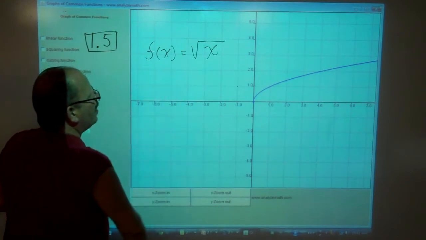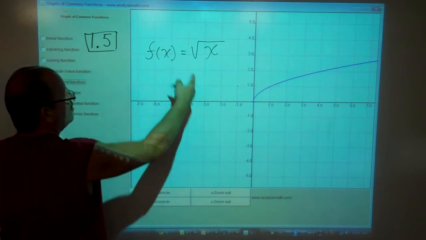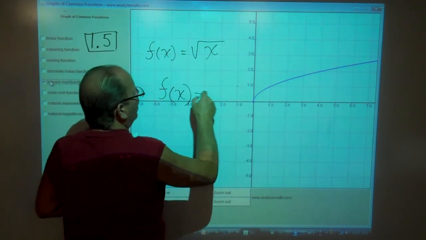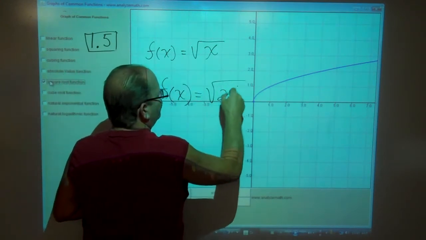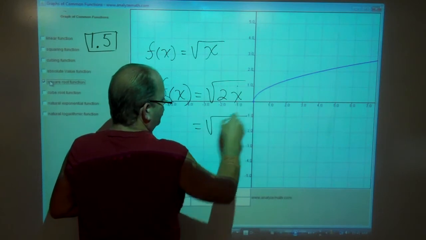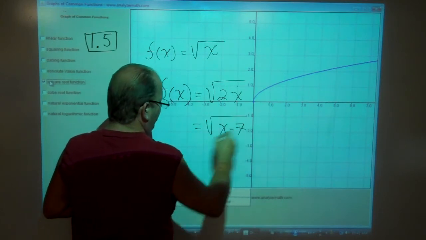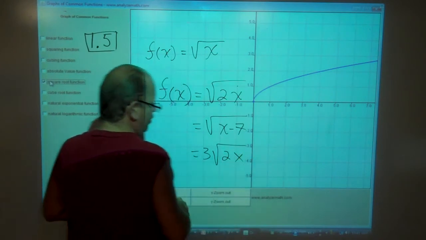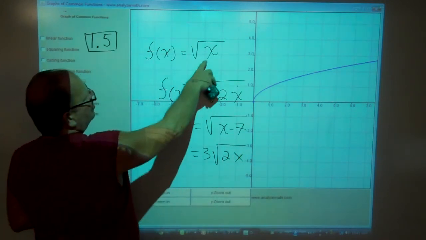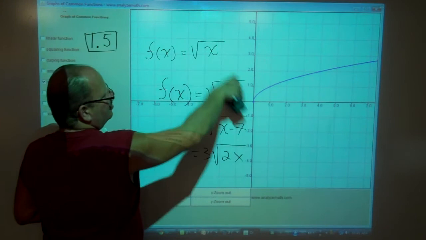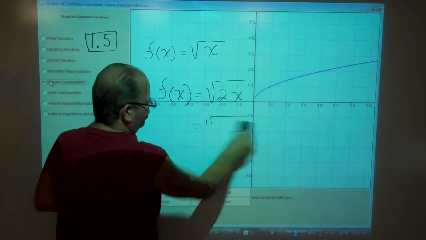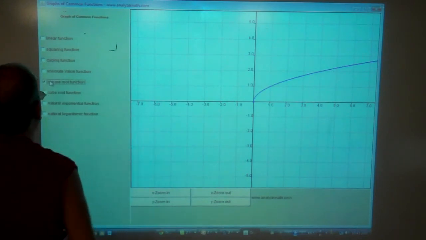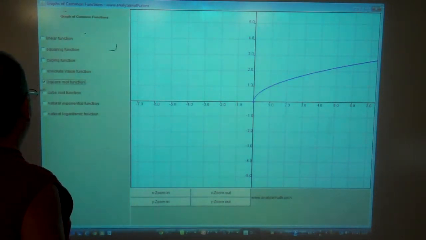That's another parent function. That's the parent of something like f of x equals the square root of 2x, or the square root of x minus 7, or 3 times the square root of 2x. Get the idea. This is the parent. This is the one through the origin. We have the cube root function.